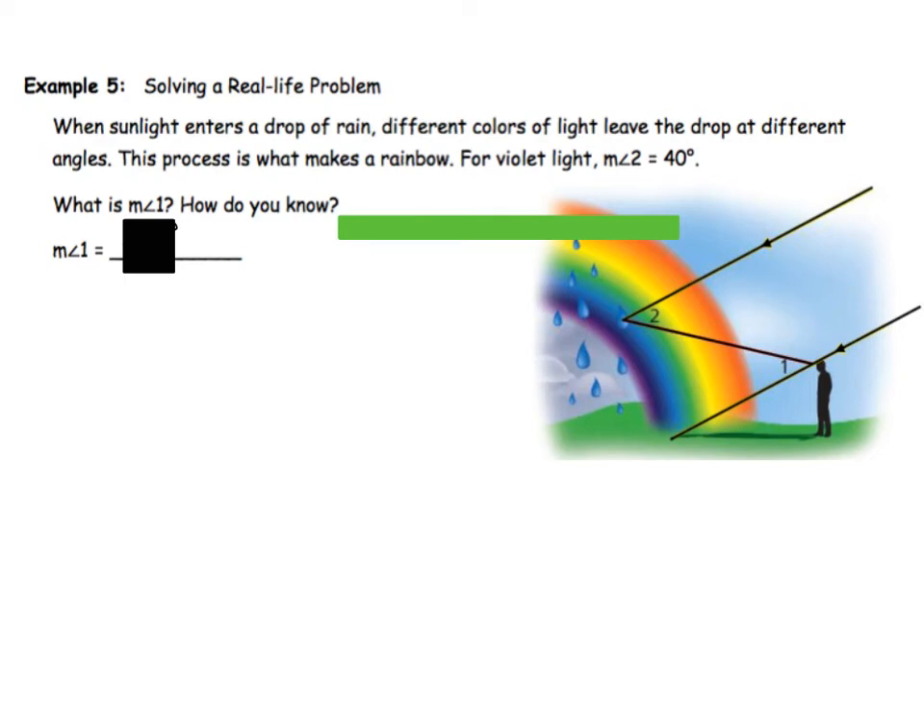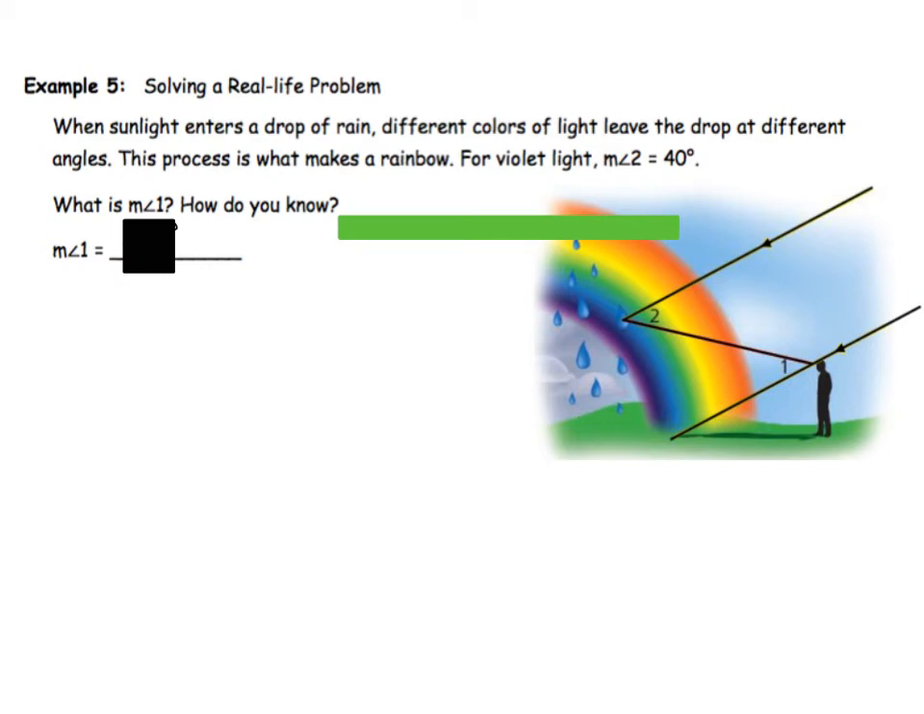All right, let's look at a real life problem. Okay, so when sunlight enters a drop of rain, different colors of light leave the drop at different angles. Okay, this process is what creates a beautiful rainbow. Okay, so for violet light, the measurement of angle 2 equals 40 degrees. What is then the measurement of angle 1, and how do you know?